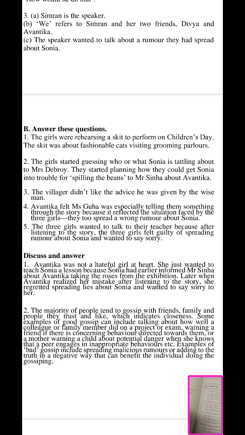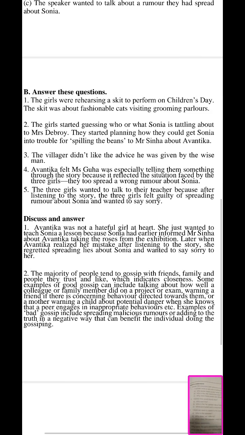Why did the three girls want to talk to their teacher? The three girls wanted to talk to their teacher because after listening to the story, the three girls felt guilty of spreading rumor about Sonia and wanted to say sorry.